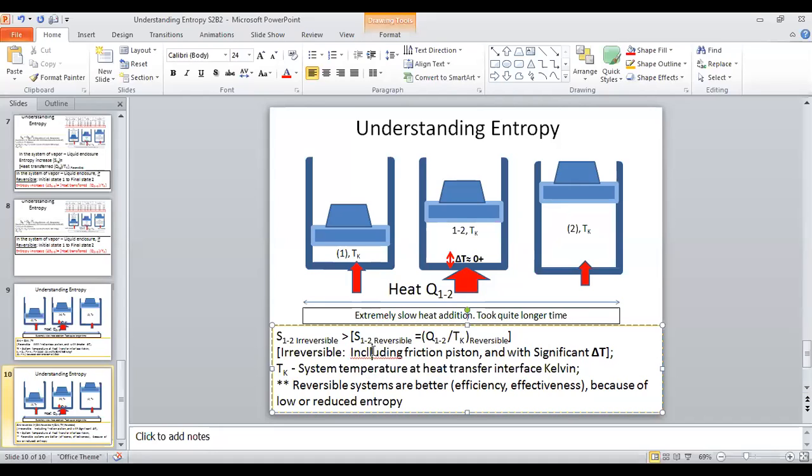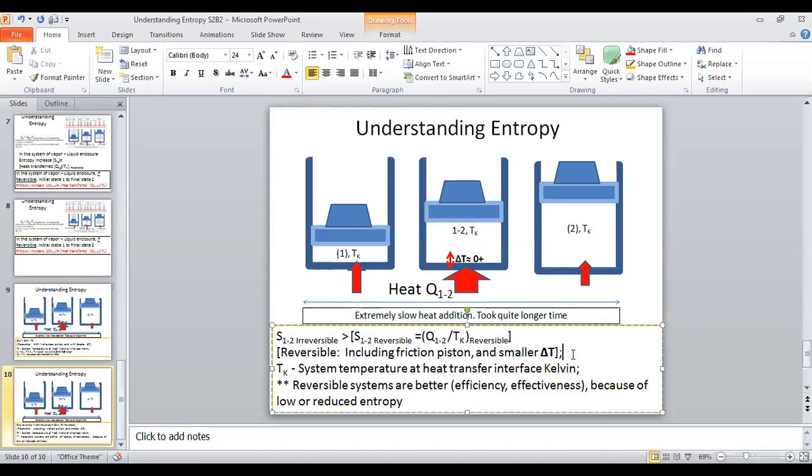Including frictionless. Yeah, reversible, I will put here. Reversible. Including frictionless and smaller delta T. What's important is the reversibility, including frictionless and delta T.